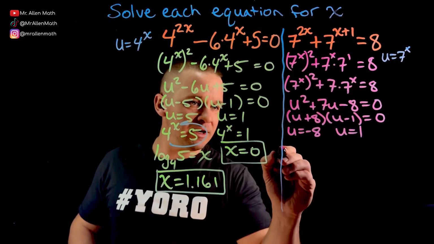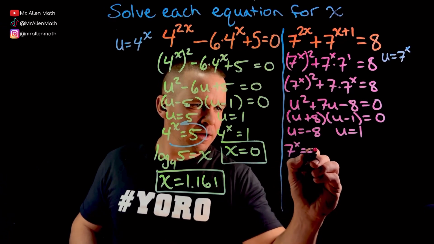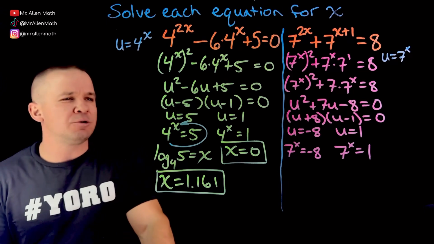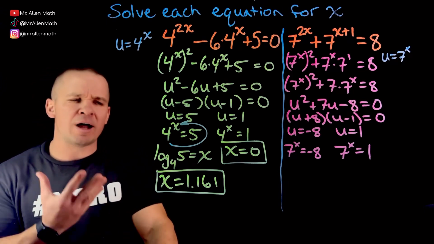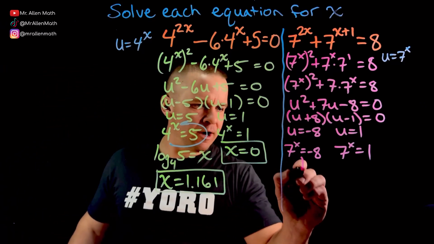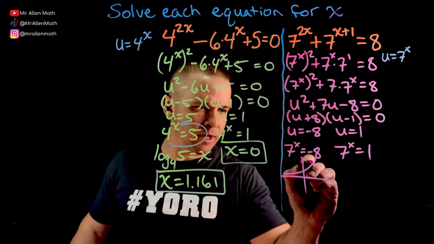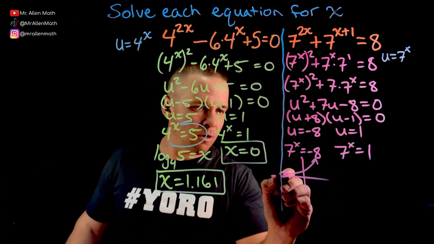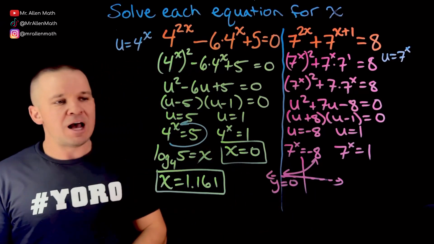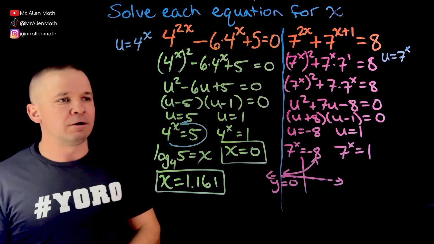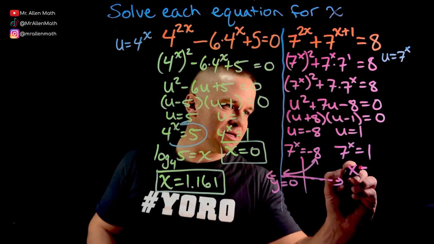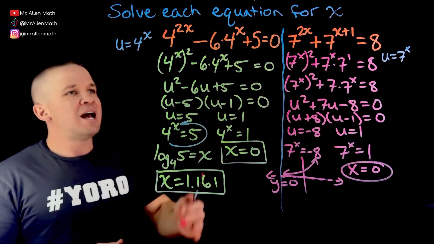But we got to plug that 7 to the x back in for u. Same here, 7 to the x equals 1. Now, for this one on the left, 7 to the x equals negative 8. Is there anything I could plug in for x that would ever give me a negative number? No. This graph right here, if you were to actually graph it, would look something like this. It's an exponential growth function with a horizontal asymptote of y equals 0. It's never, ever going to get to 0 or below it, so I'm never going to get a negative number. So can't do that one, but I could say that x is equal to 0. So 0 is the only answer that's actually going to work here.